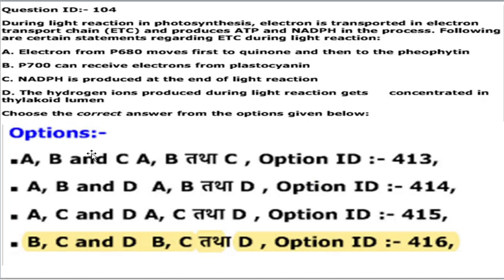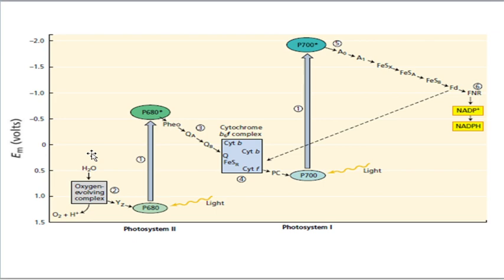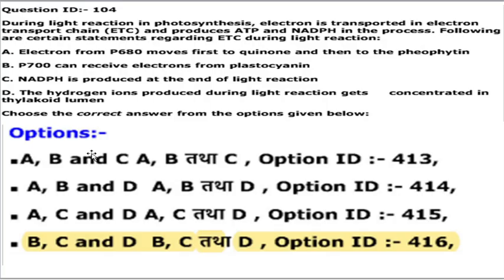Next, during the light reaction in photosynthesis, electrons are transported in the electron transport chain and produce ATP and NADPH. Following are the statements regarding the ETC during the light reaction. Here I have given you a diagram for your reference. Electron from P680 moves first to quinone. It is absolutely a wrong statement. First the electron will move to pheophytin, and only then transfer to quinone. So option A is wrong.